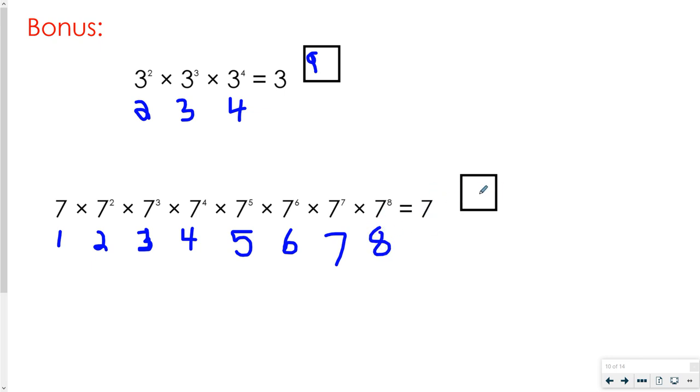So to get my total number of 7s, just add them up. So 1 plus 2 is 3. Plus 3 is 6. Plus 4 is 10. Plus 5 is 15. Plus 6 is 21. Plus 7 is 28. Plus 8 is 36. So you got to see that this is way more efficient, writing 7 to the 36th than writing 7 times 7 36 times. That would be crazy.